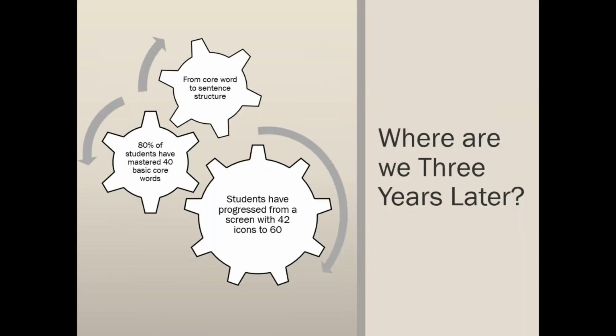So it's great to talk about the intervention, but where are we now? Like, what does it look like year to year? So you can see that we went from using a screen with 42 icons to one with 60 now. Students increase their vocabulary because they all mastered those words. 80% of them have mastered 40 basic core words, which is pretty incredible that they can read those words across content areas.